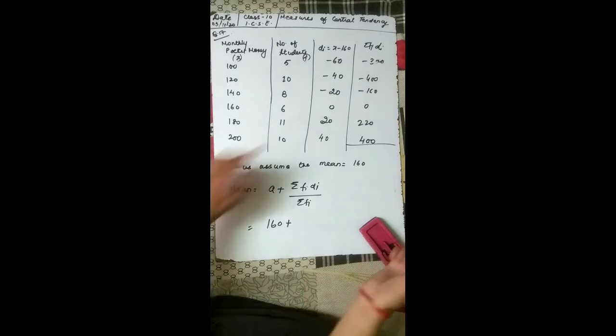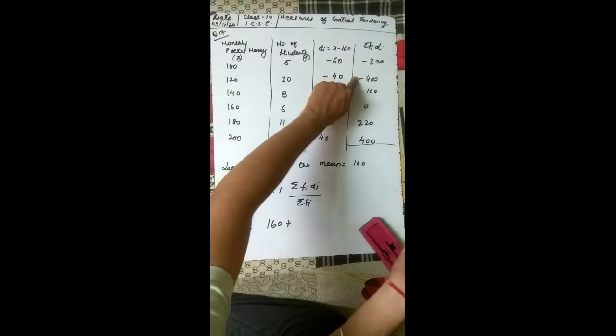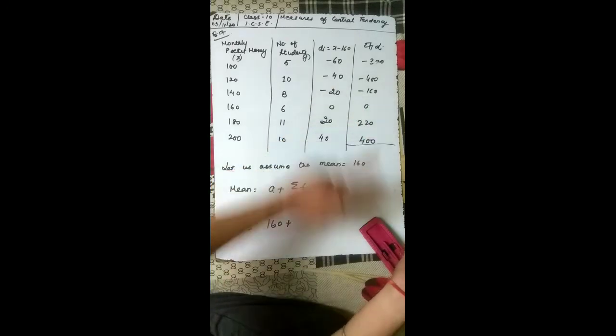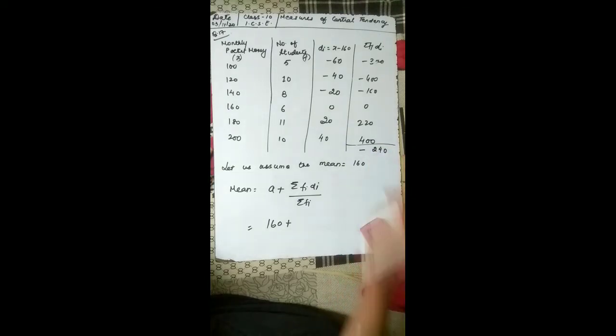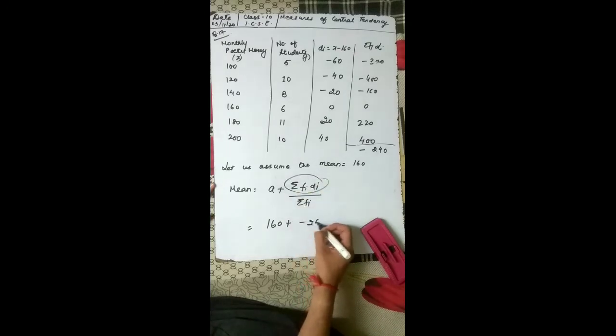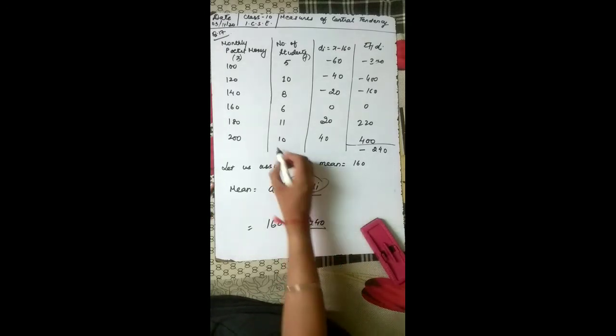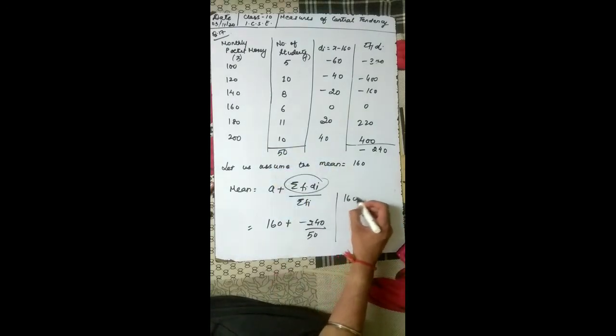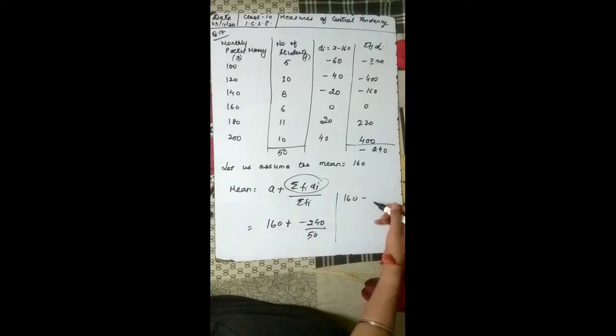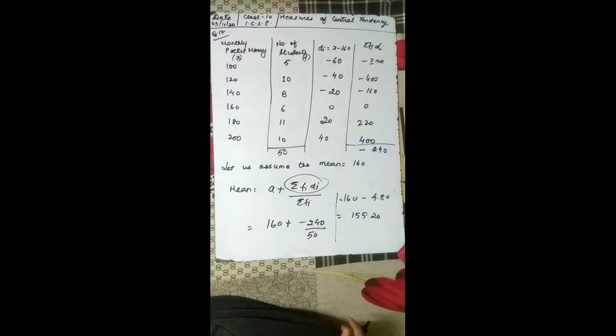Now how will you add? Minus 300, minus 400 is minus 700, minus 860, and add these two, so you will get a minus value. This is coming to minus 240. So in place of this we write minus 240 upon summation of fi, which is 50. Now 160, this plus minus will become minus: 24 upon 5 is 4.80 somewhere. So 160 minus 4.80 gives you 155.20. Like that you have to do.